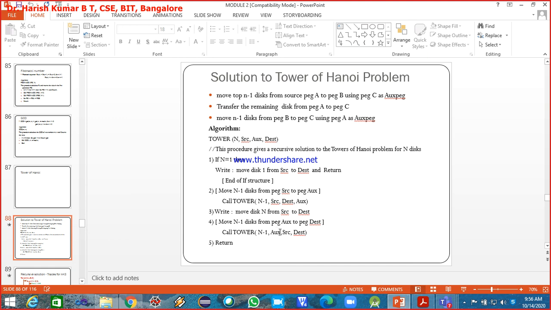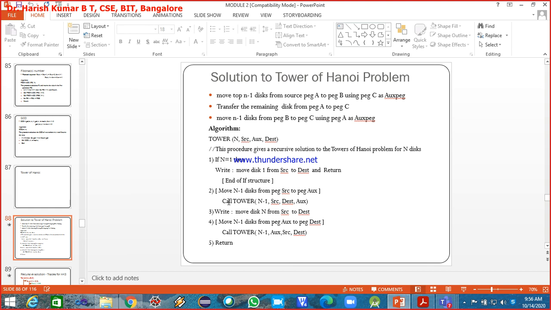Yes, sir. Auxiliary becomes the source. From this auxiliary, you move the n minus 1 disks to the destination, using source as the temporary. And this process we repeatedly call.